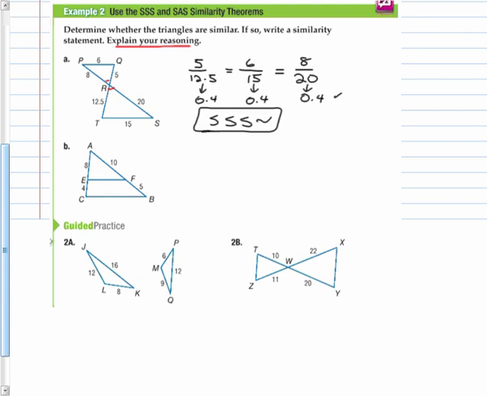Now they want us to write the similarity statement here. So I'm going to do triangle PQR is similar to triangle. You have to match it up. What does angle P match with? S. It would be S. This is rotated all the way down, if you can think of it that way. P goes with S. Q goes with T. And the only thing that's left is R. So we have our similarity statement as well.